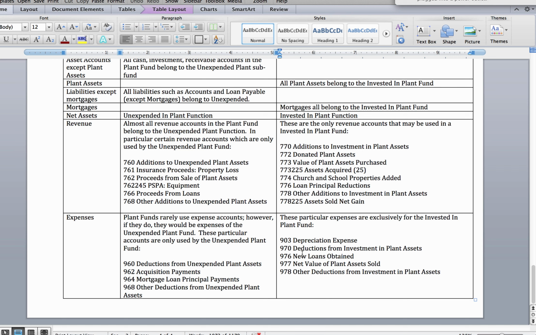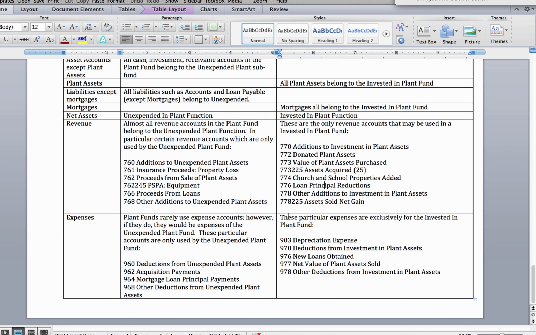And then these over here all belong to the invested in plant fund: depreciation expense, deductions from investment in plant, new loans obtained (this is new mortgage loans), net value of plant assets sold, and other deductions from investment in plant assets. The 97s, the depreciation expense and the 97s, belong exclusively to the invested in plant fund.